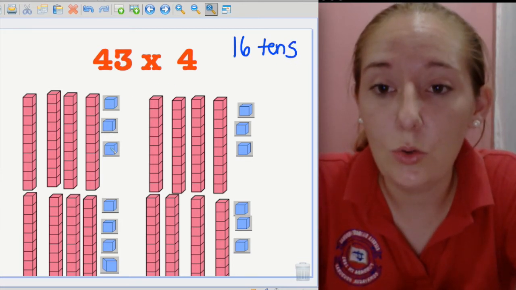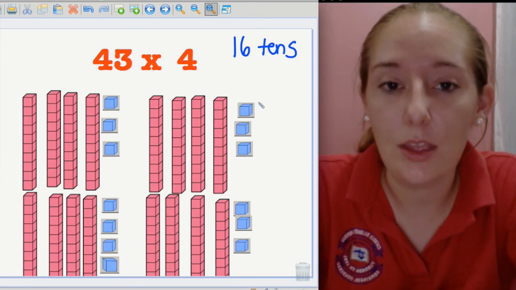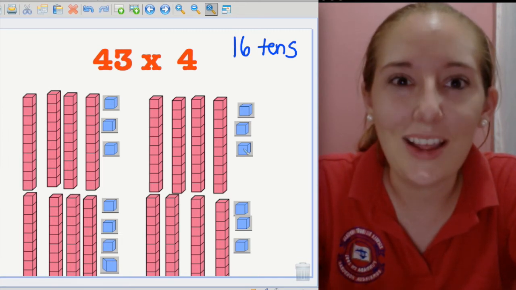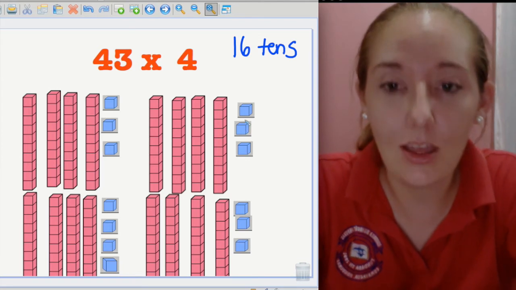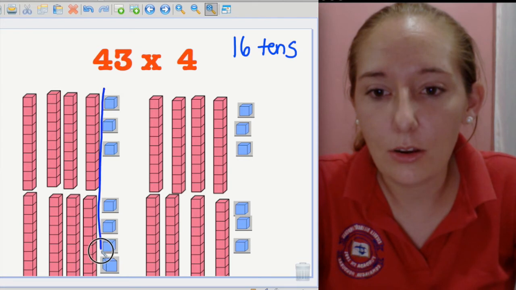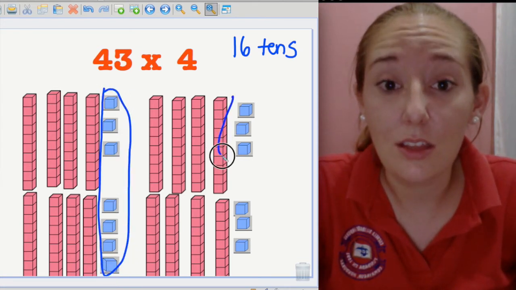All right, let's see how many ones we have. 1, 2, 3, 4, 5, 6, 7, 8, 9, 10. Oh, wait a second. We're not going to have 16 tens. We're going to have one extra 10 because look, we grouped all of these together along with all of these.